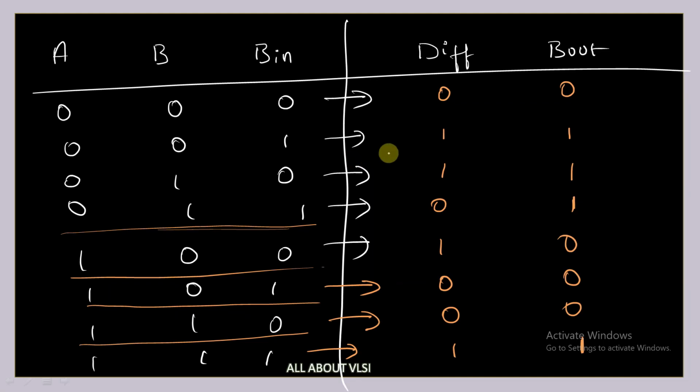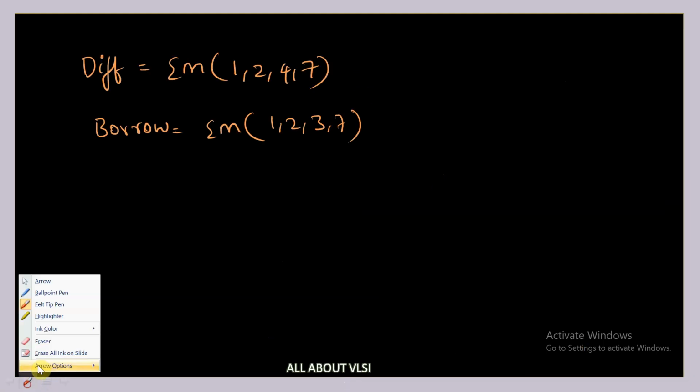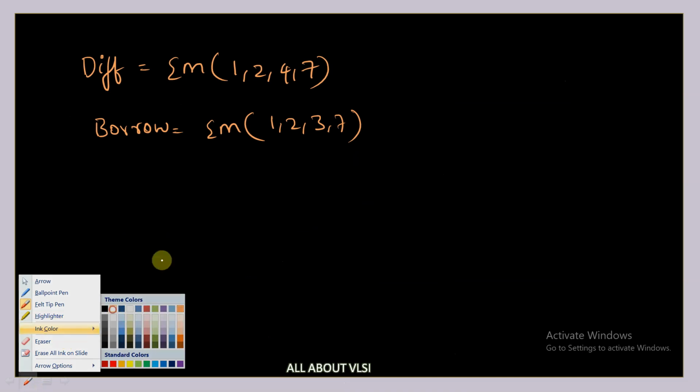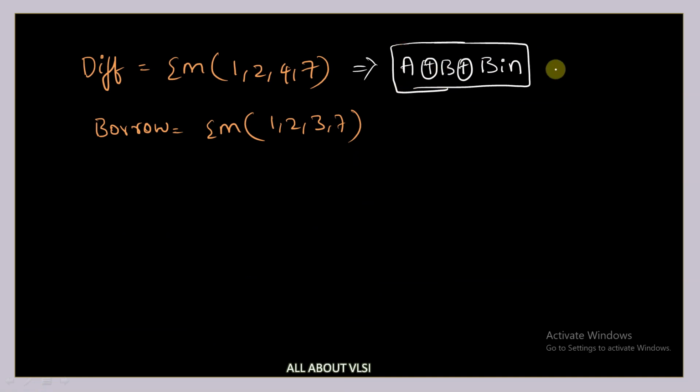Now, we know 1 2 4 7, already we have seen in our full adder. Same minterms we are getting in our full adder also. Okay, that is nothing but A XOR B XOR B in. Okay, this is our equation for our difference.